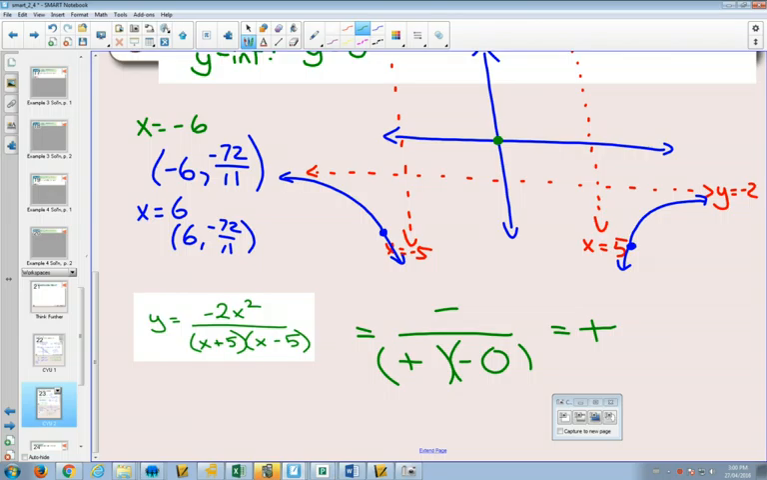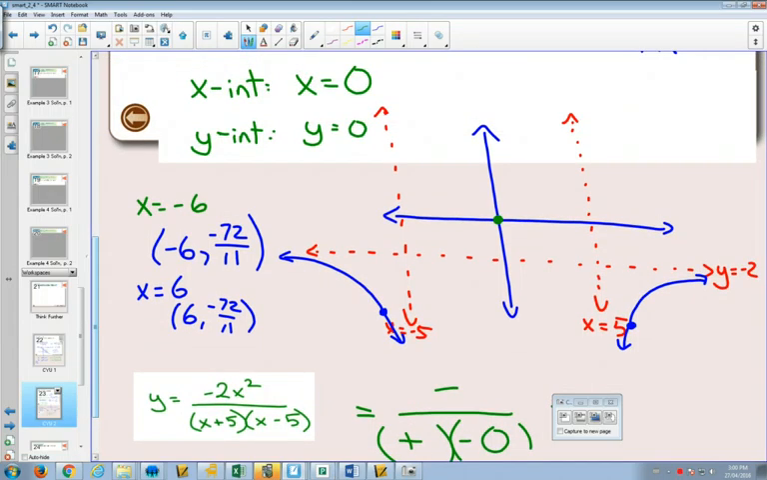So how does that show up on my graph? That means that our graph, as it gets close to x equals 5, is going to go up to infinity like that.